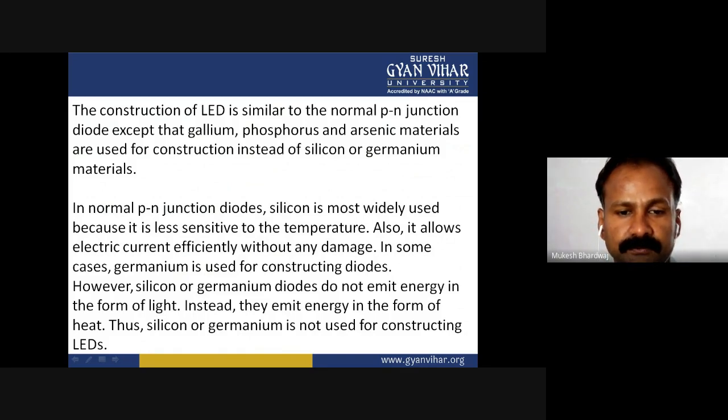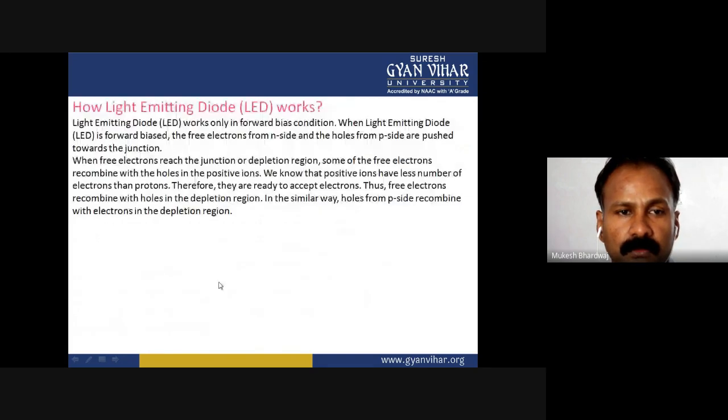Next, how does a light emitting diode work? Now see the basic working principle of the light emitting diode. A light emitting diode works only in forward bias condition. When the light emitting diode is forward biased, the free electrons from the N side and the holes from the P side are pushed towards the junction.